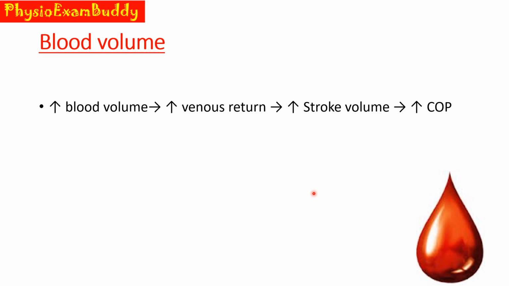Fourth factor is the blood volume. Whenever there is an increase in the blood volume in our body, it causes an increase in the venous return, again increasing stroke volume and cardiac output by Frank Starling's law.